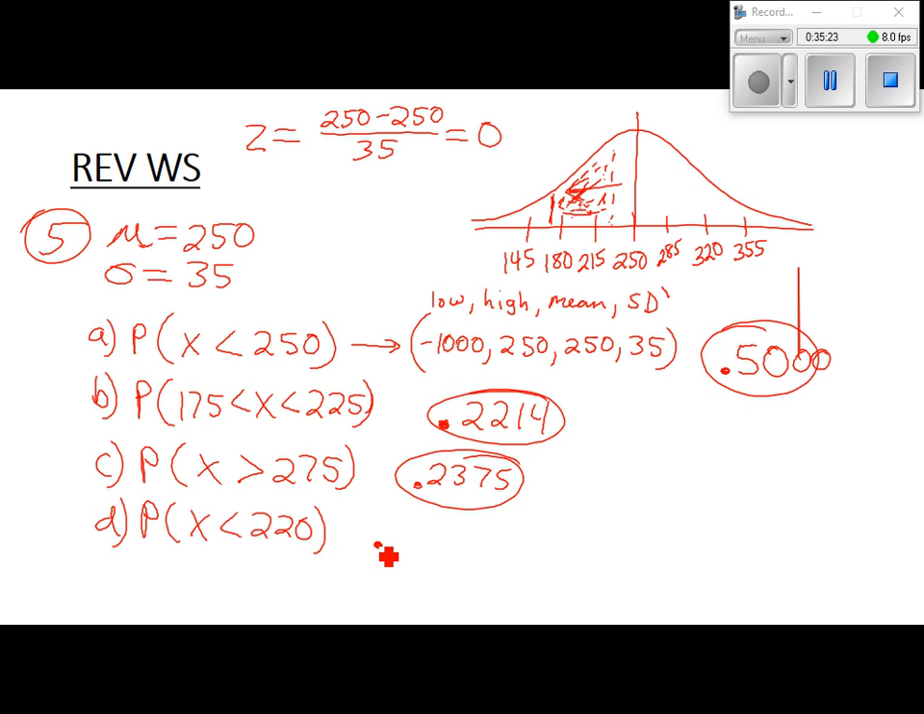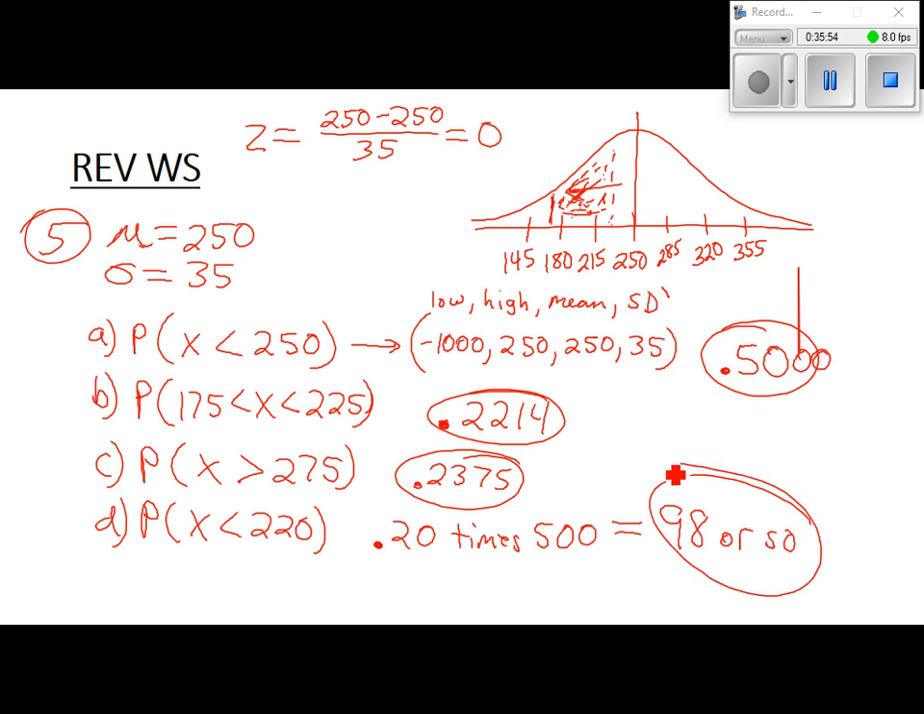Or 0.20. Now, that's not our answer this time, because they said out of 500, how many would we expect to be less than this? So we take that number times 500. If you already got that in your calculator, you can just hit times 500, and that's going to tell us how many bills we expect to be less than $220. 98 or so. We expect to be less than $220.